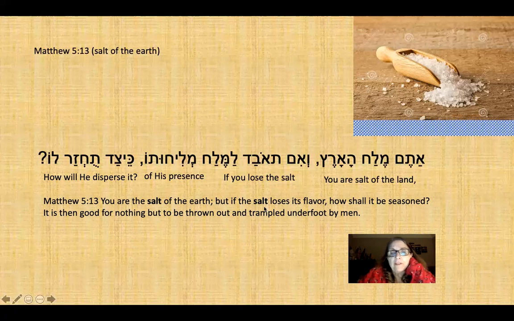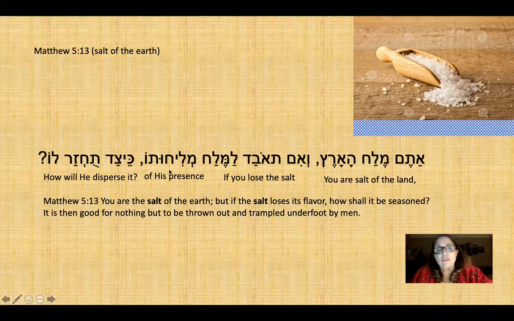Well, it doesn't really say salt loses its flavor. It's saying if you lose his presence, if you lose his testimony, how is he going to disperse it? It's a beautiful verse, but where in the world they got the word flavor, I don't know. They should have said, but if the salt loses its testimony. So basically, salt is the testimony of God's word, and we are the testimony of God's word.